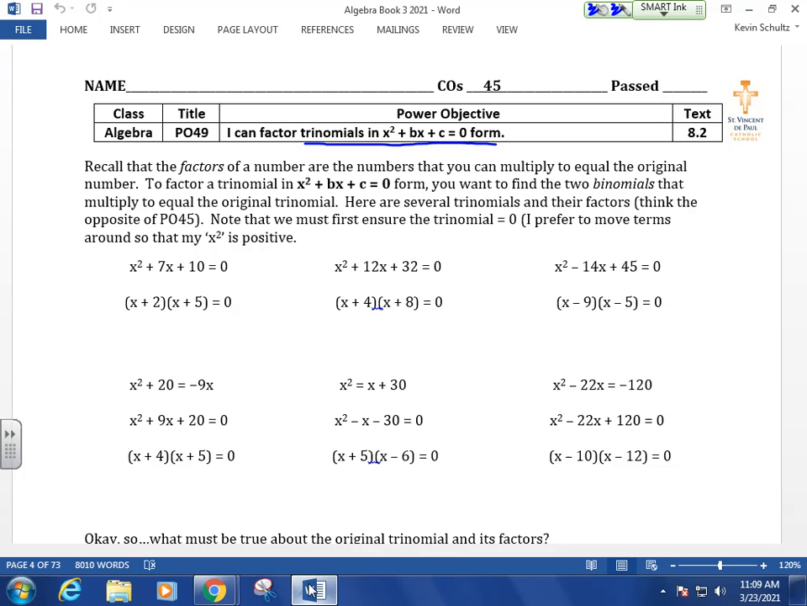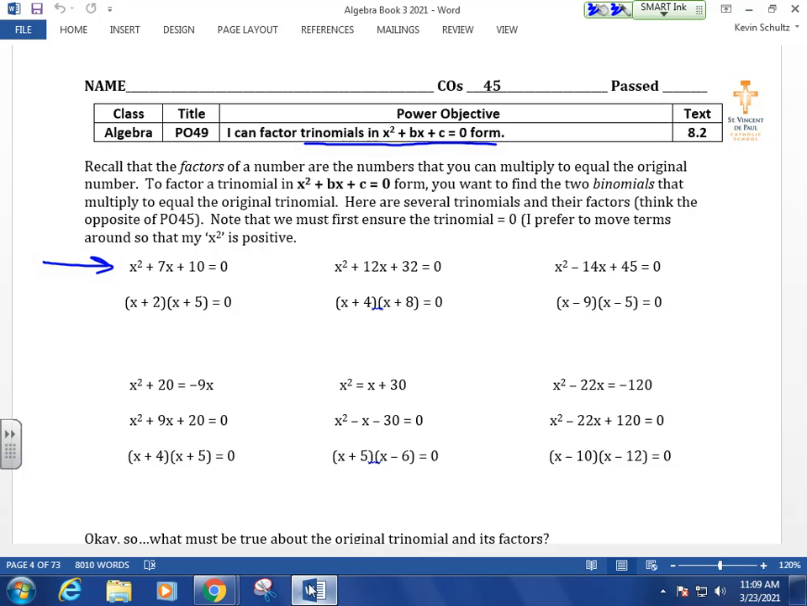So in Unit 6, we learned what a trinomial was, okay? We've dealt with equations in this form before in PO45, where I gave you a binomial times a binomial, and you used old man FOIL or crab claw or the box method to multiply them, right? And your answer was always a trinomial that looked kind of like this: x squared plus 7x plus 10.